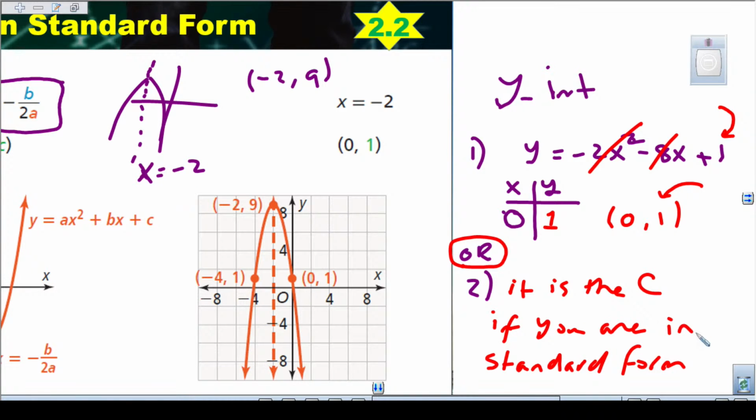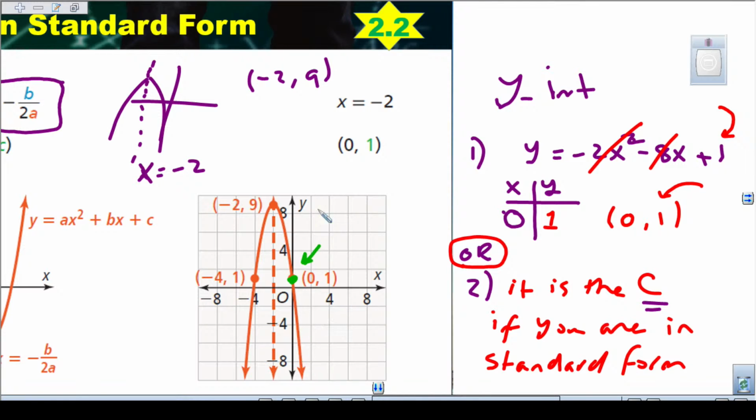It's just the c in the standard form. Make sure that you're exactly in the standard form though, okay? So if you have to shift things around or do whatever you have to do, you just have to look at the c. And guess what? The c here happens to be 1, so your y-intercept is that. As simple as that. And graphically, that confirms the fact that the y-intercept touches at this point.